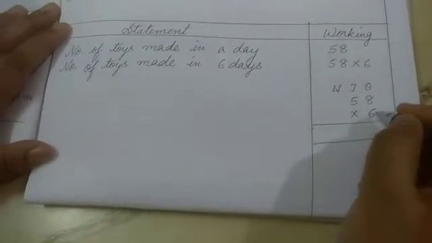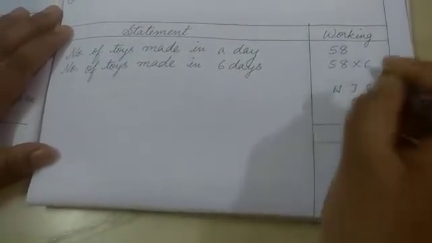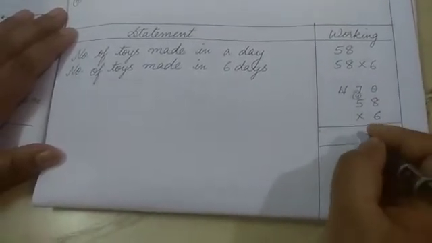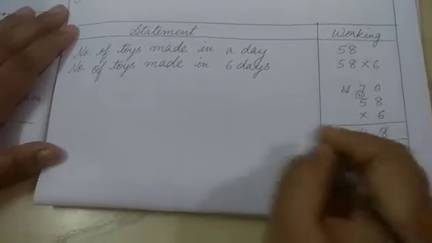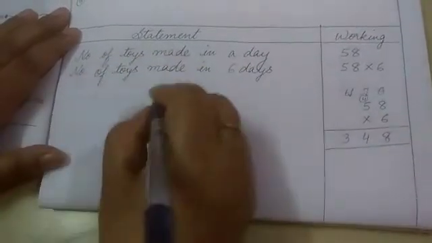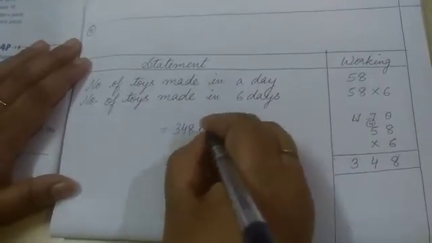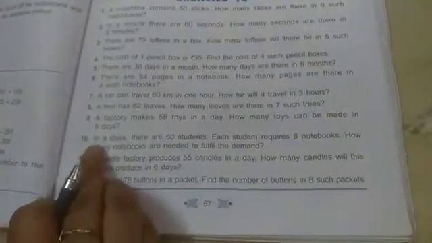Now here we will multiply. 6 8s are 48. So we'll write here 8 and 4 will be carried. 6 5s are 30 and plus 4 it comes as 34. So 4 below tens place and 3 below hundreds place. So what will be the answer? 348 toys. Children, if you know the multiplication table, it will be very easy for you to do the word problems.